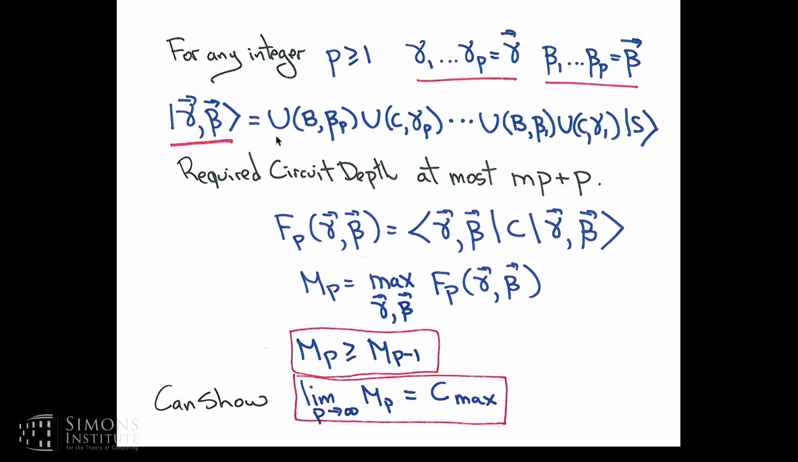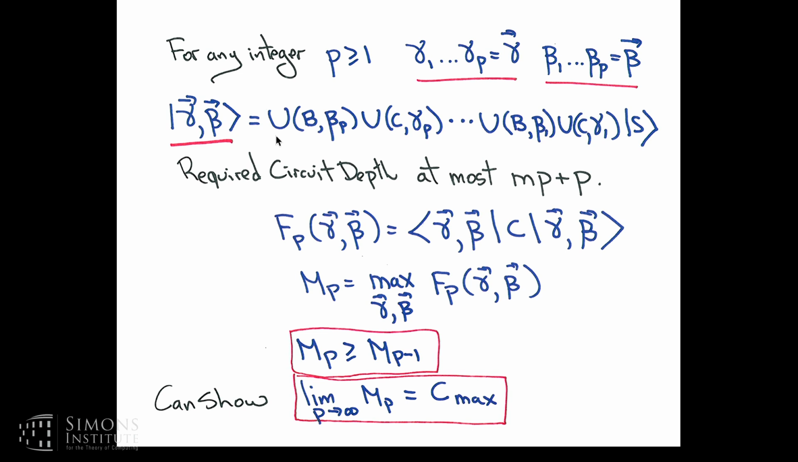Then we apply the B operator, and we have this alternation. So there are a total of 2p applications of these unitaries. The circuit depth is at most mp plus p. That's not so important because we're not really worrying about implementation here. But now we want to make this quantum state, which depends on 2p parameters, and attempt to make the cost function big. So the goal is to make the cost function big in the quantum state.